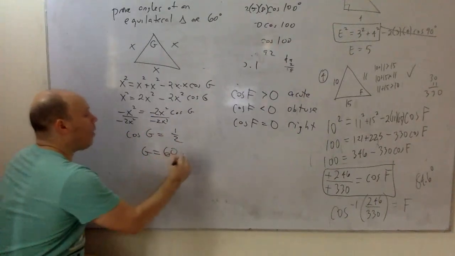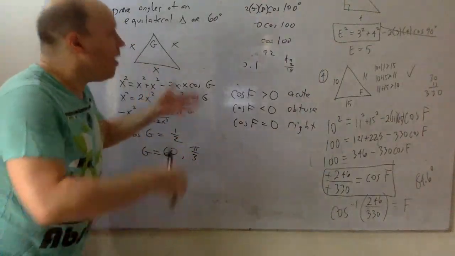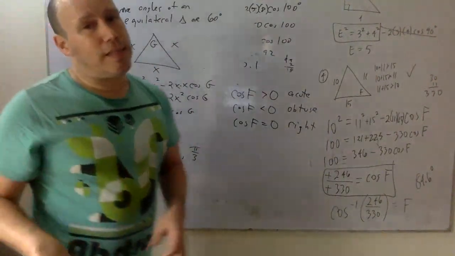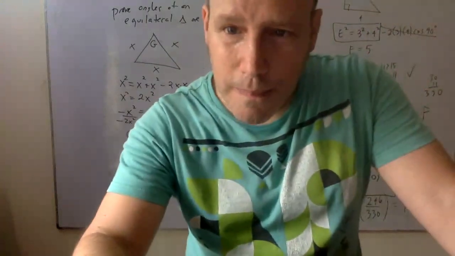So G equals 60 degrees, or pi over 3. And that's how the law of cosines validates that the angles of an equilateral triangle are 60 degrees. And that's basically the law of cosines. Good.